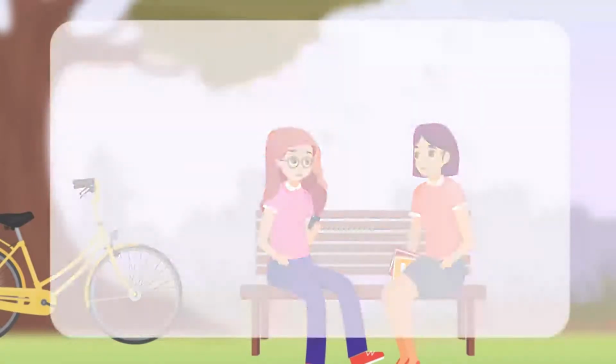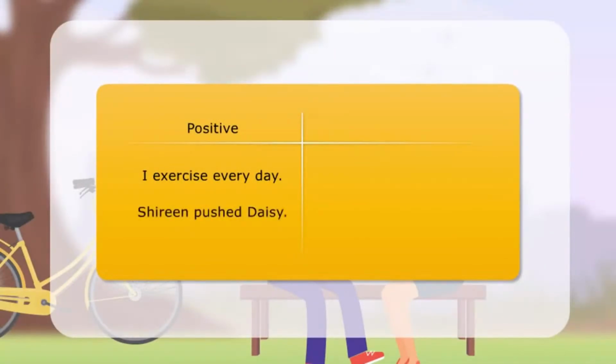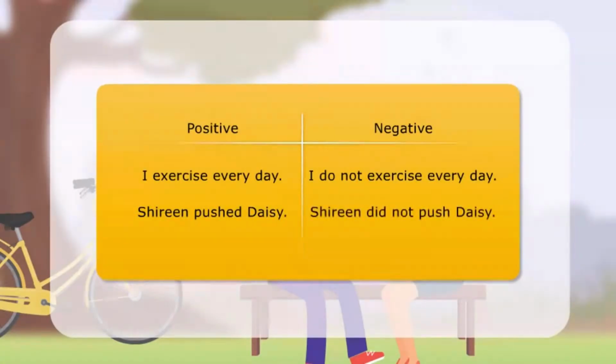Here are few more examples of positive and negative sentences. Positive: I exercise every day. Shireen pushed Daisy. Negative: I do not exercise every day. Shireen did not push Daisy.